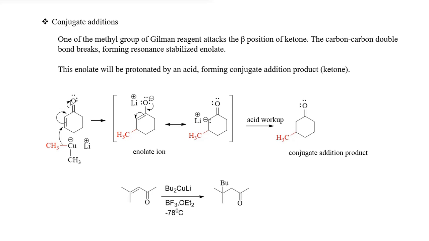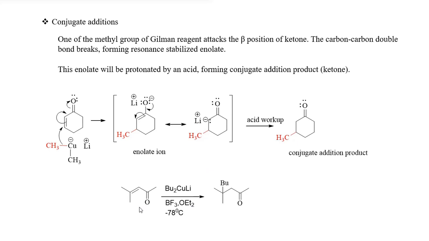See, it is 1, 2, 3, 4. It is 1,4 addition. Here the methyl group attacks at the beta position, the carbon-carbon bond ruptures forming this enolate. This enolate gets resonance stabilized, and in the presence of acid workup it ultimately gives the product ketone, a methyl substituted ketone. Here it is methyl substituted cyclohexanol.